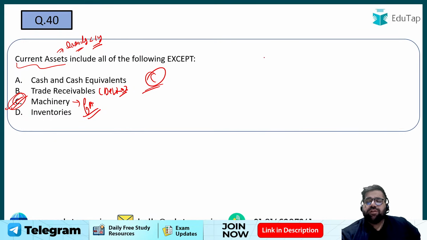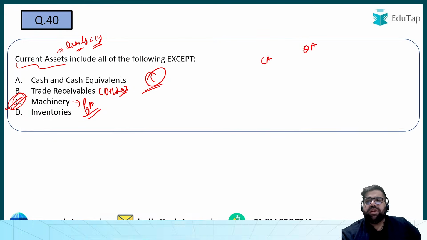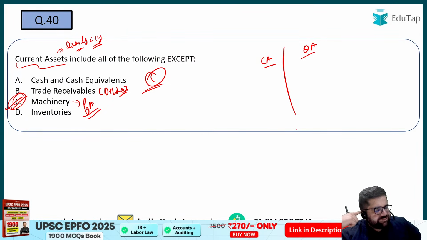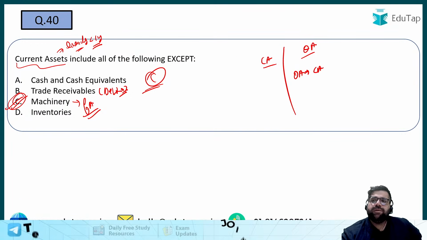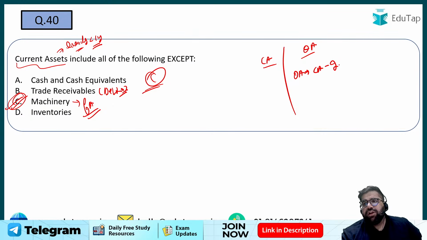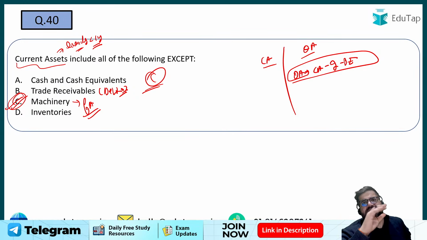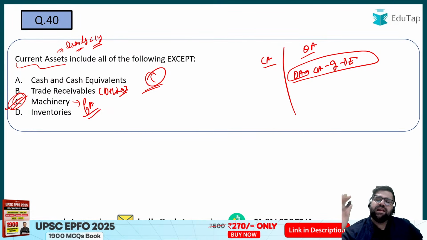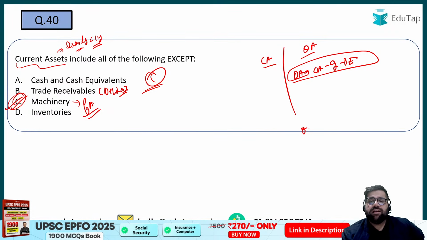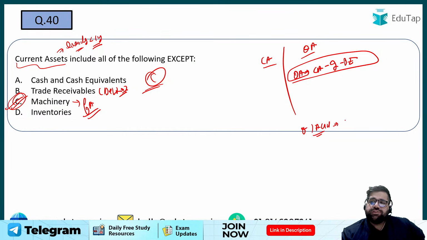Now tell me, what is the difference between current assets and quick assets? Quick assets are basically a type of a current asset only, but in current assets you have to reduce your inventory and your prepaid expenses. Quick assets is equals to current assets minus your inventory minus your prepaid expenses, and we have a quick ratio also, which we call as acid test ratio. So in that you need quick assets divided by current liability.